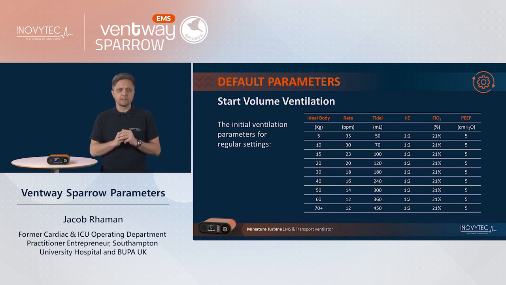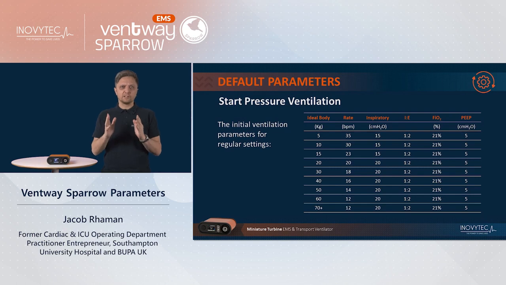For the start of pressure ventilation, the initial ventilation parameters now include inspiratory settings measured in centimeters of H2O instead of requiring IE ratio. This is the amount of pressure which is allowed when using pressure ventilation. This is indicated in the table shown.